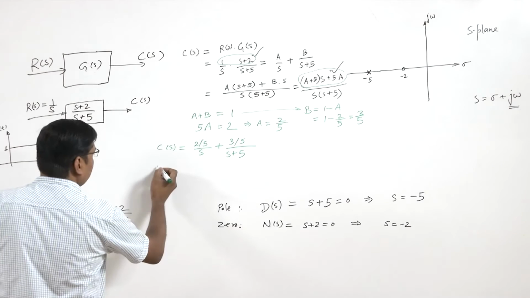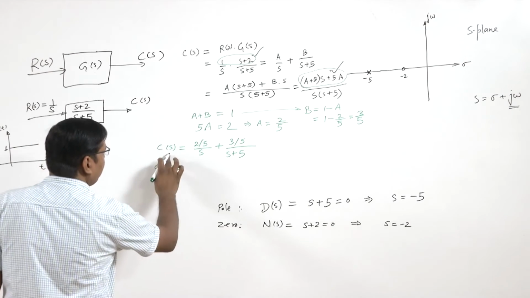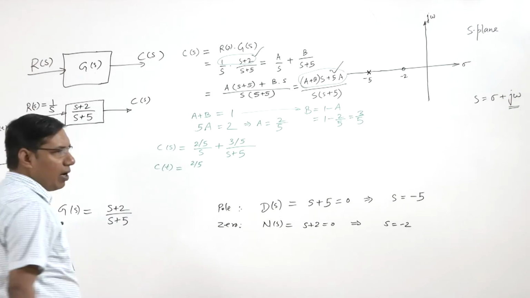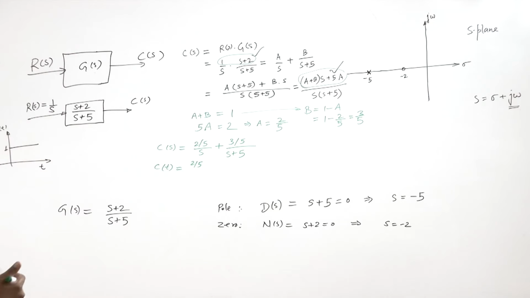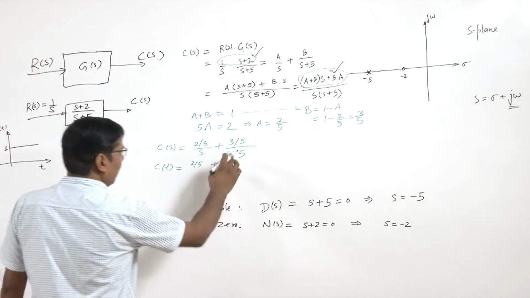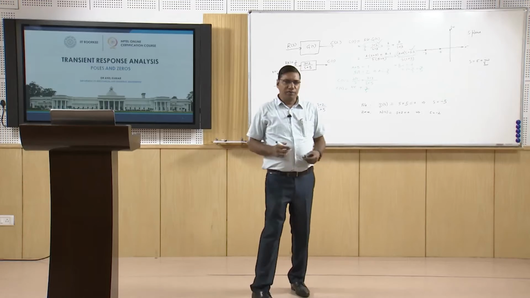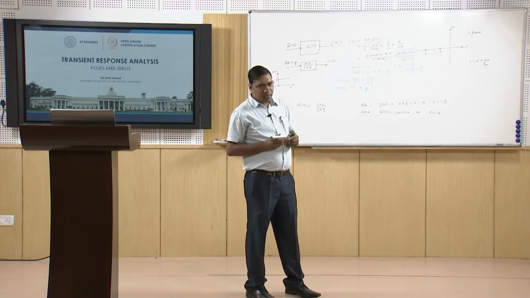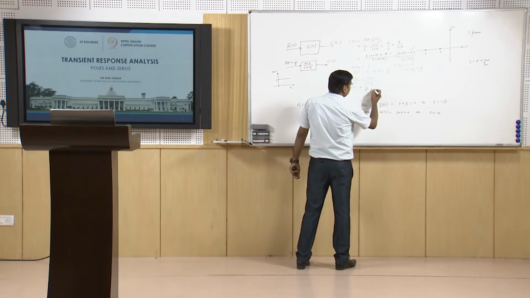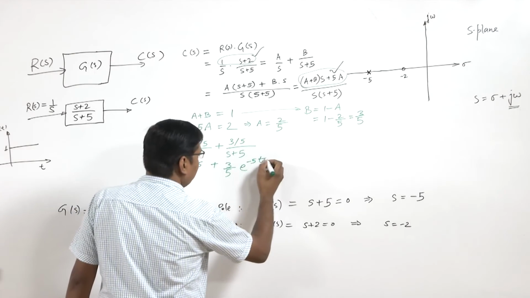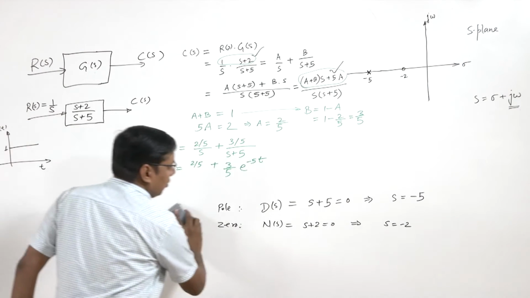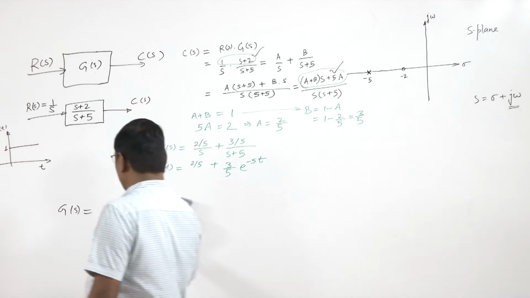So we will get C(t). The inverse Laplace of 1 by S is the unit function, so 2 by 5, plus here 3 by 5 and here S plus 5. With S there is minus 5, so it is e to the power minus 5t. So now we can make some conclusions based on this.